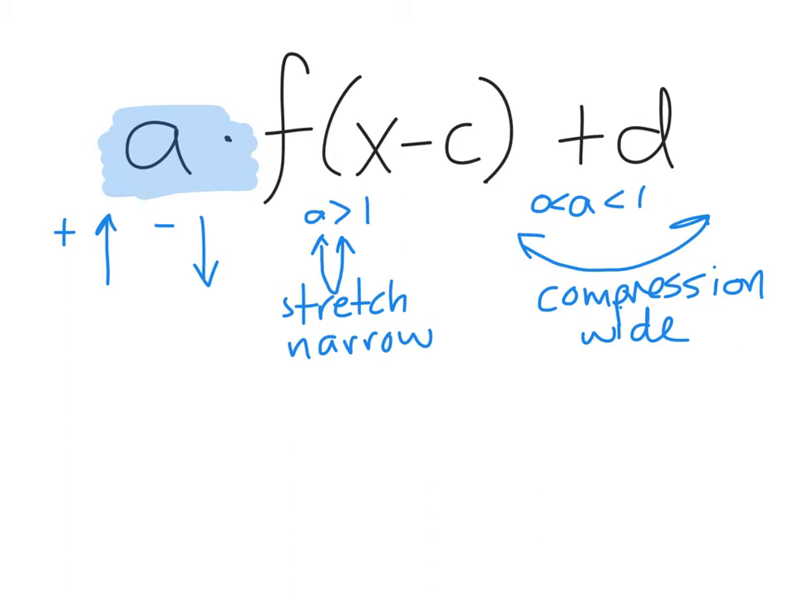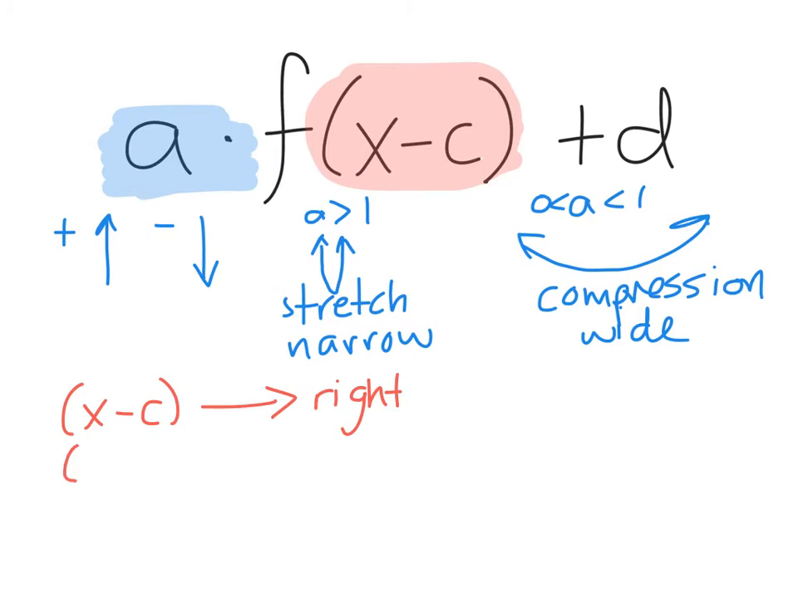Now let's talk about the effects of c. Most of the time, c will be inside the parentheses or attached to the x really close to it. What c will do is behave with opposite behavior. Think of inside here as opposite. So if it says x minus c, it's actually going to move to the right. And if it says x plus c, the opposite behavior of plus c would be moving to the left.